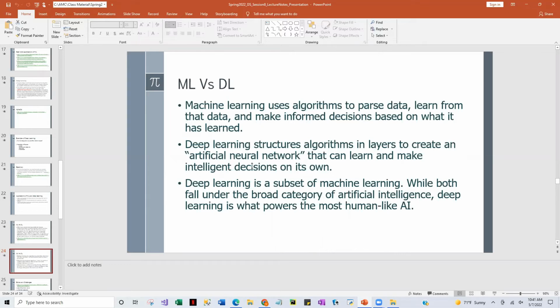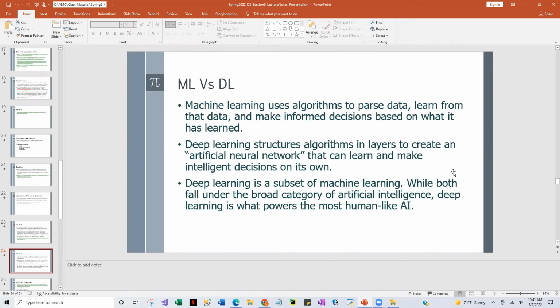Deep learning is more for the AI. It is powering the AI. Machine learning needs a human intervention, right? So deep learning is the way we are getting more advanced in AI.